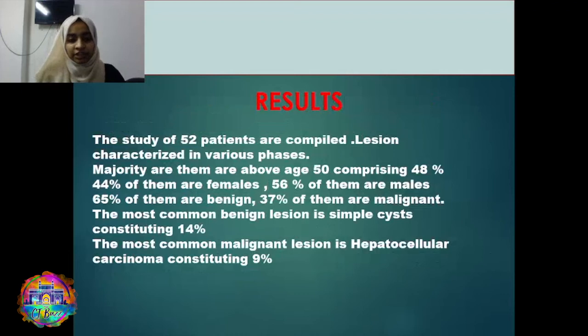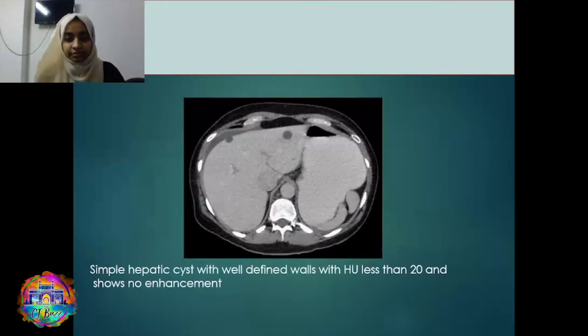Results. 52 patients were studied and the results were compiled. The lesions are studied in various phases. The majority of patients are above 50 years, comprising 48%. 44% were females and 56% were males. 65% of lesions are benign and 37% are malignant. The most common benign lesion is simple cyst, comprising 14%. The most common malignant lesion is HCC in the elderly, which is 9%.